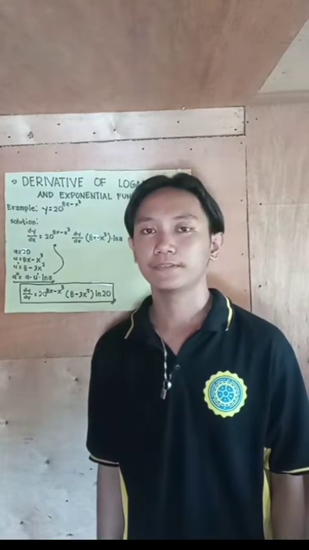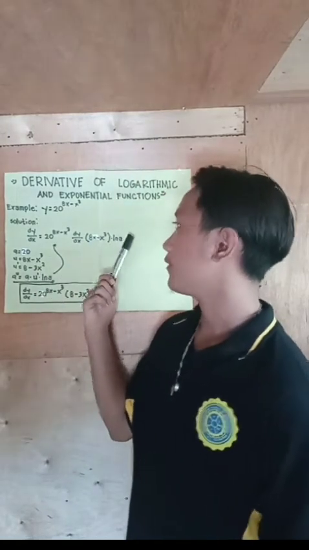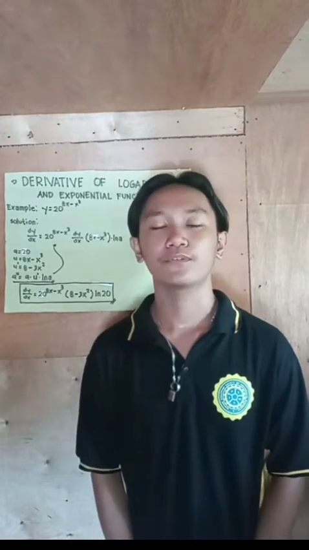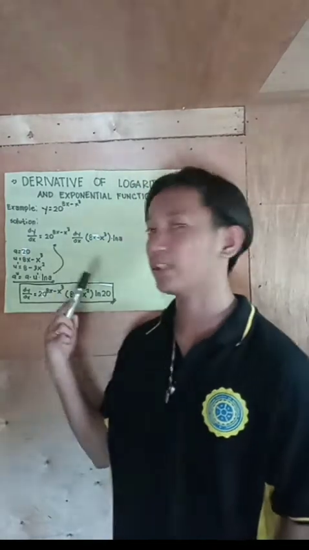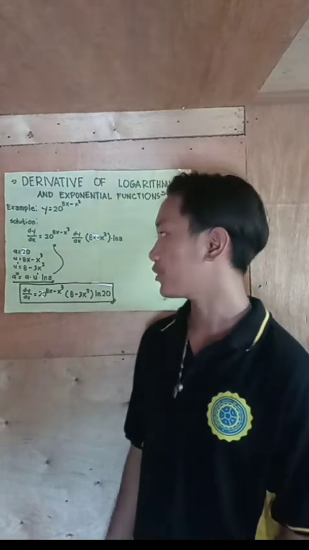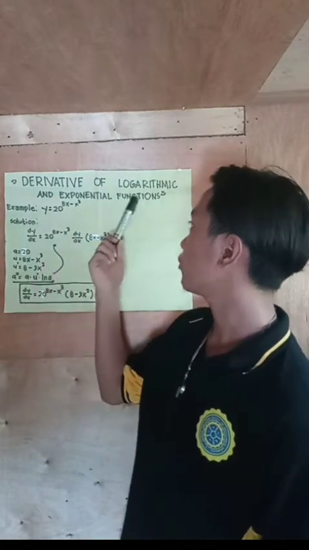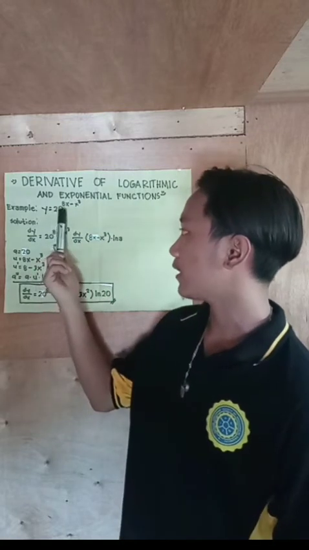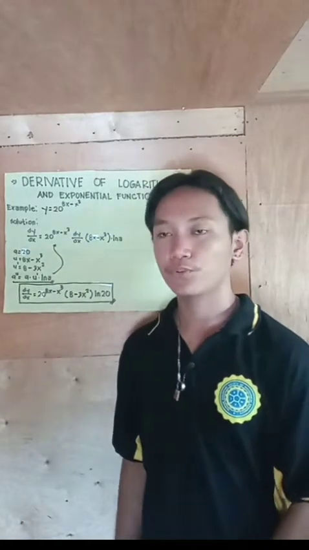Good day ma'am. This is my third topic, the derivative of logarithmic and exponential functions. So, derivative of exponential functions involves the natural logarithm function, which itself is an important limit in calculus as well as in the initial exponential function. And here is my example in derivative of logarithmic and exponential functions. Y equals 20 raised to 8x minus x cubed. So, solution.